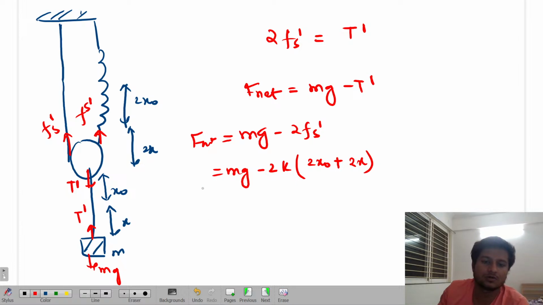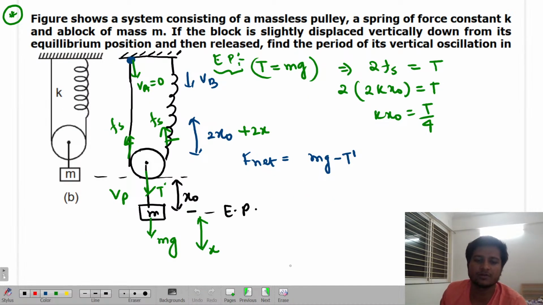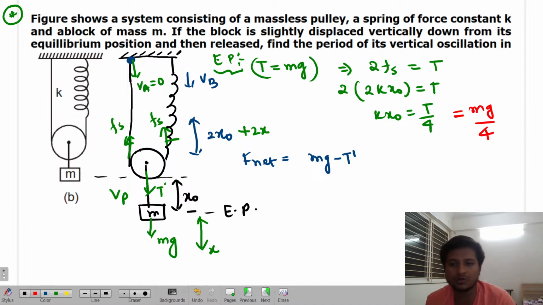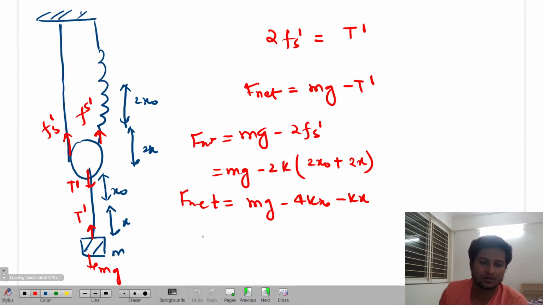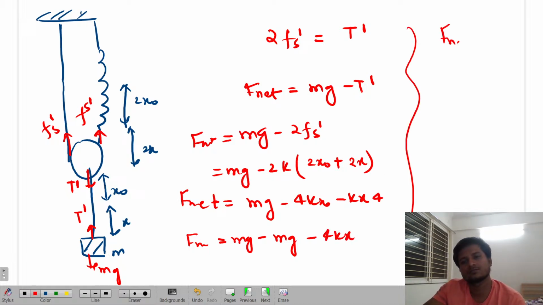So the equation will change to what? F net is equal to mg minus 4kx naught, sorry, minus 4kx. ध्यान से देखो, k x naught बराबर हाउ मच? T बाई 4, विच इज mg बाई 4. एट इक्विलिब्रियम पॉइंट टेंशन T इज इक्वल टू हाउ मच? mg. सो रिप्लेस इट ओवर हियर. F net, mg माइनस mg आ जाएगा, यहाँ पे 4 से मल्टीप्लाई होगा, 4kx. तो F net क्या आया बेटा? माइनस 4kx. है कि नहीं?